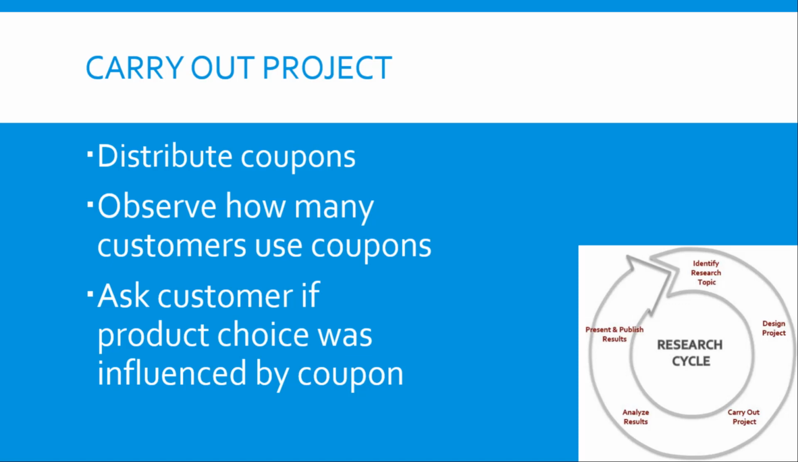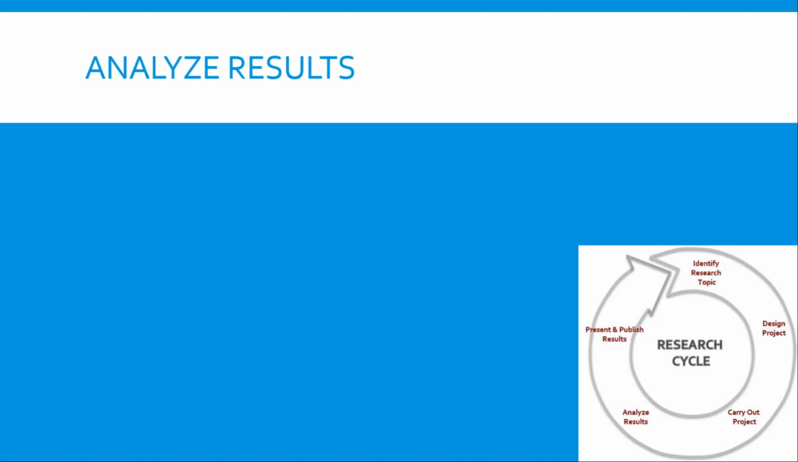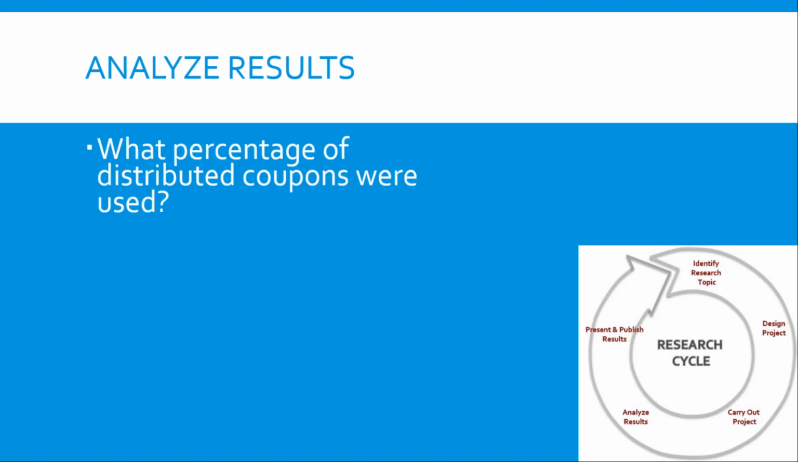These are questions that I would like to know: whether there's a loyal group of customers that just appreciated having the coupon, or whether they are not repeat customers but came purposely because they had the coupon. Then we go to analyze the results. The manager, I'm sure, will be interested in knowing what percentage of distributed coupons were used. If we distributed 200 coupons and only 20 of them were redeemed, then we had a 90% non-use, so that would probably not be a good way to reach our customers.